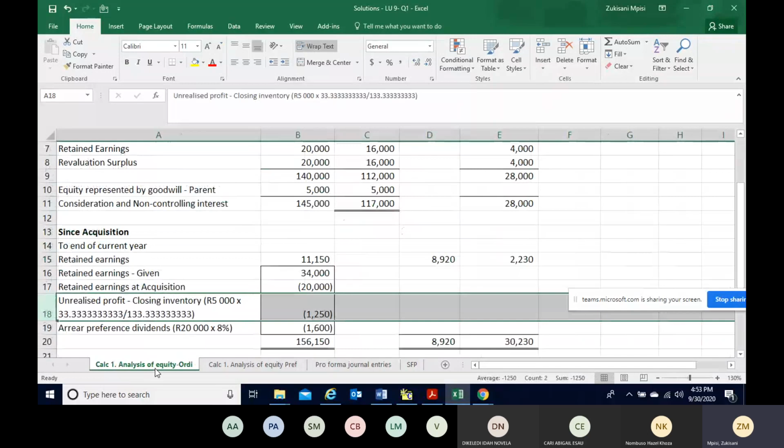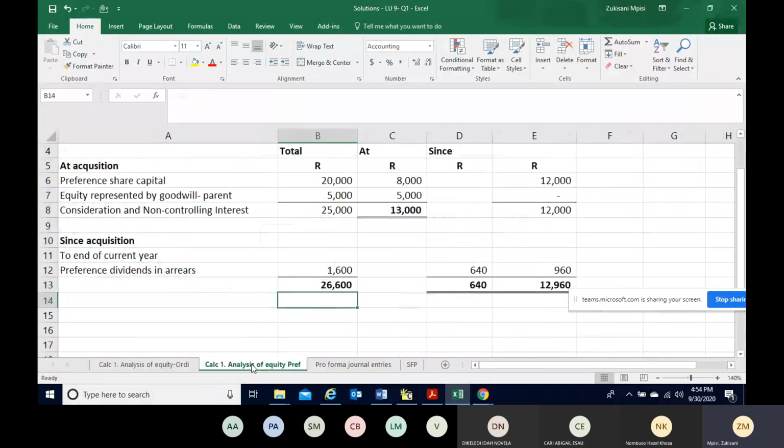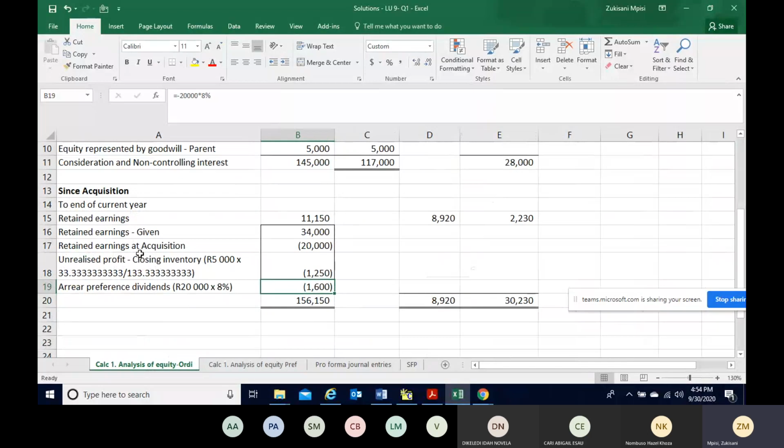Back to the analysis of equity. Here is something else that we are picking up, which is arrear preference dividends of 1,600. So we will try to do this journal entry when we are actually sitting here with the arrear dividend. In actual sense, I will explain this when we are coming here to the preference shareholding.